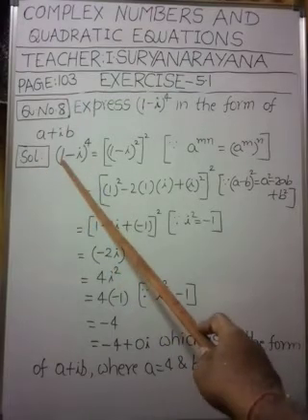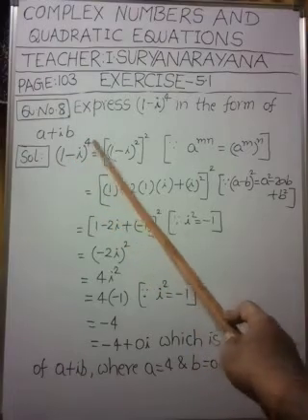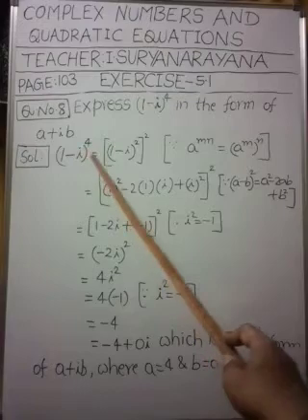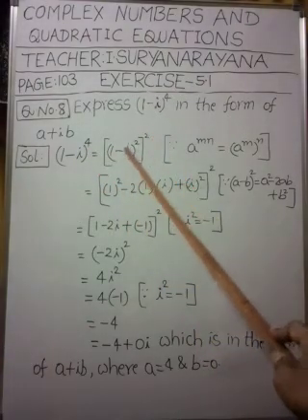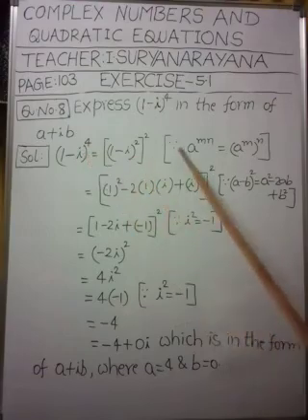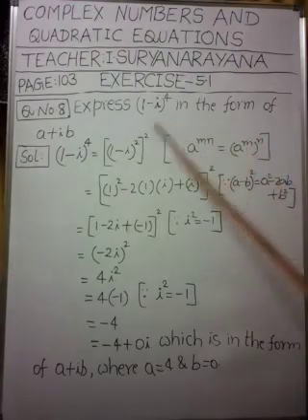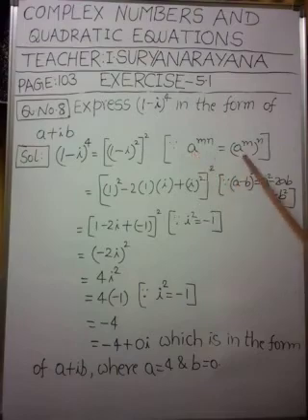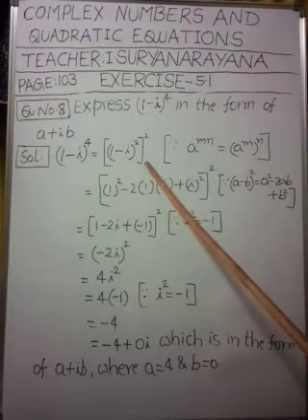I have written the given expression. What is the given expression? 1 minus I whole power 4. Okay, my children. So this expression can be written as 1 minus I whole square whole square. Can we write it or not, my children? Because a power mn can be written as a power m whole power n, where m is equal to 2 and n is also equal to 2. By using this law of exponents, I wrote this step. Understood this step, my children?